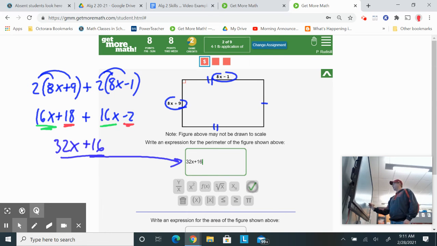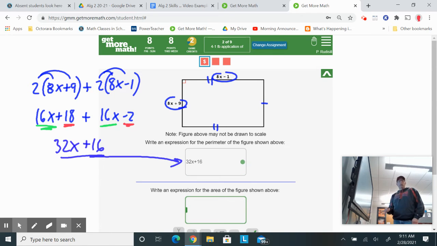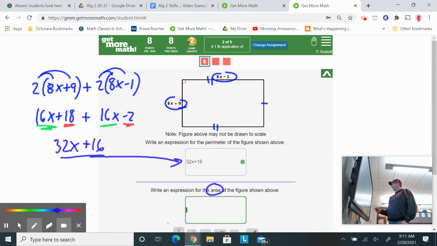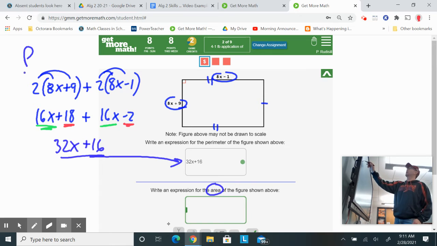Let's test out the answer. Oh, got it right, but all of a sudden another question pops up. Write an expression for the area. So I've got to find the area now of this shape. I want to find area. This was perimeter over here.